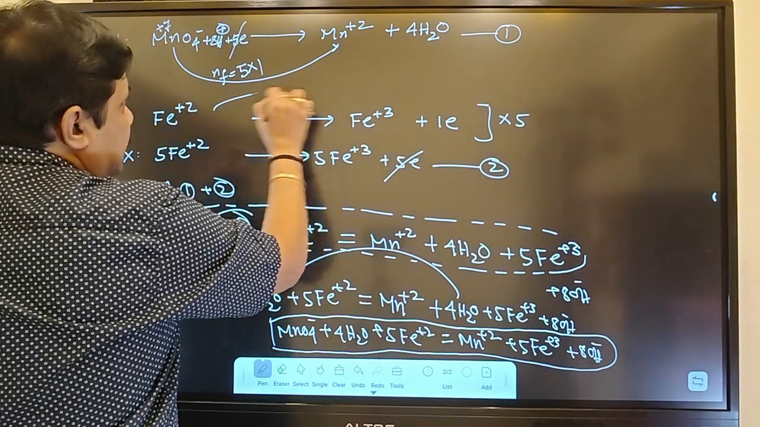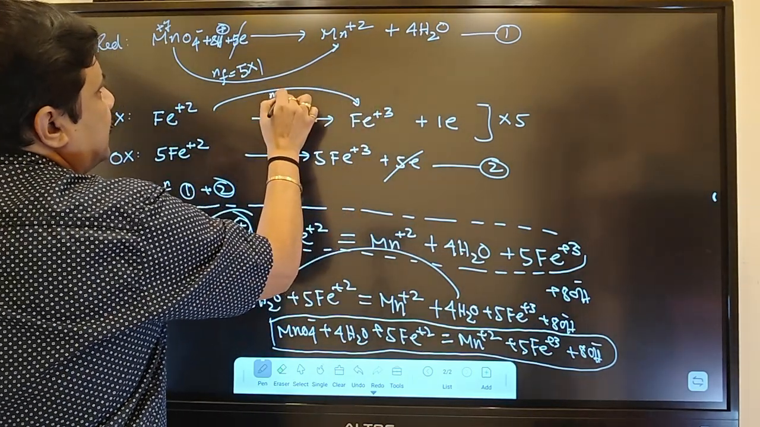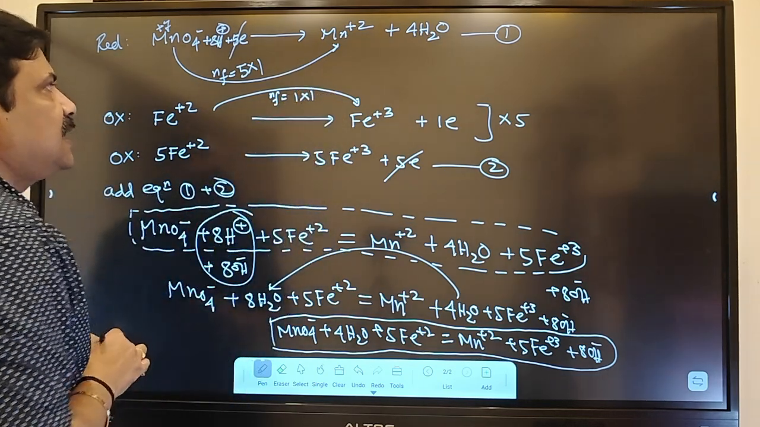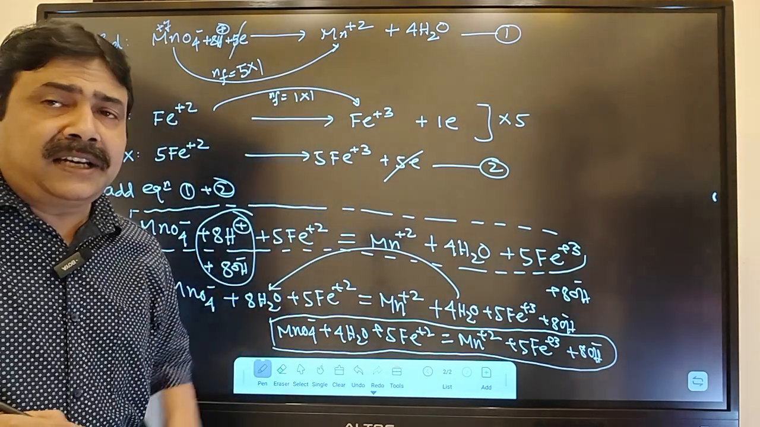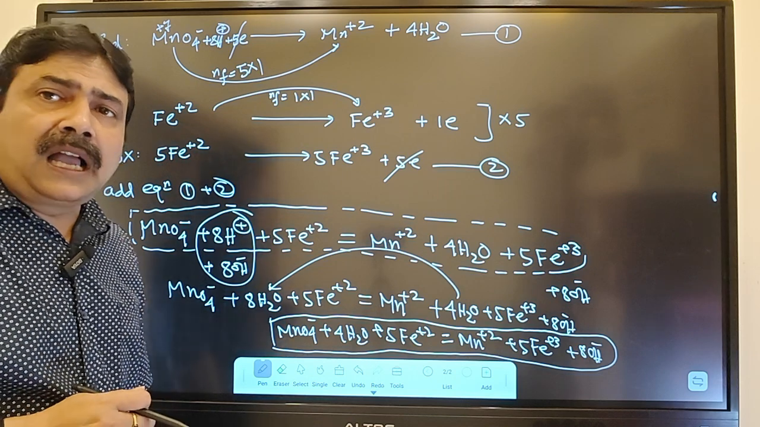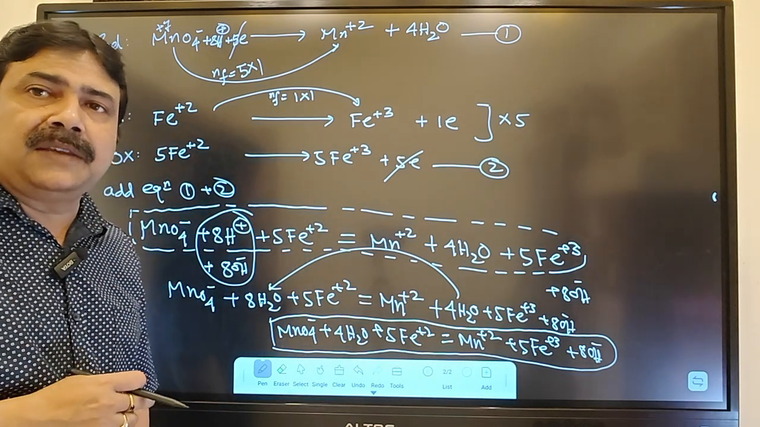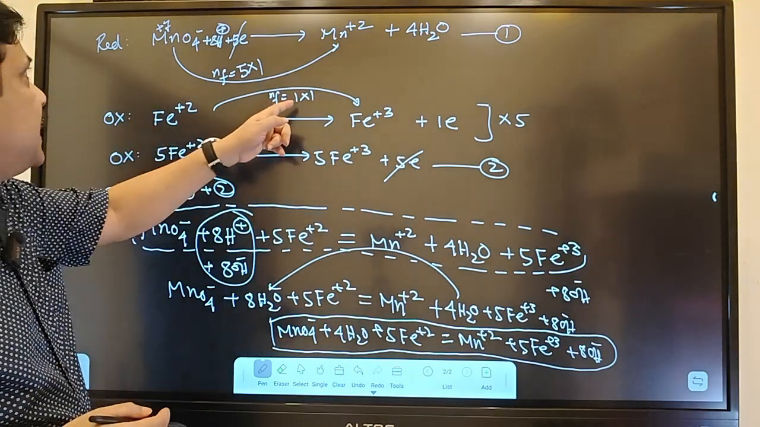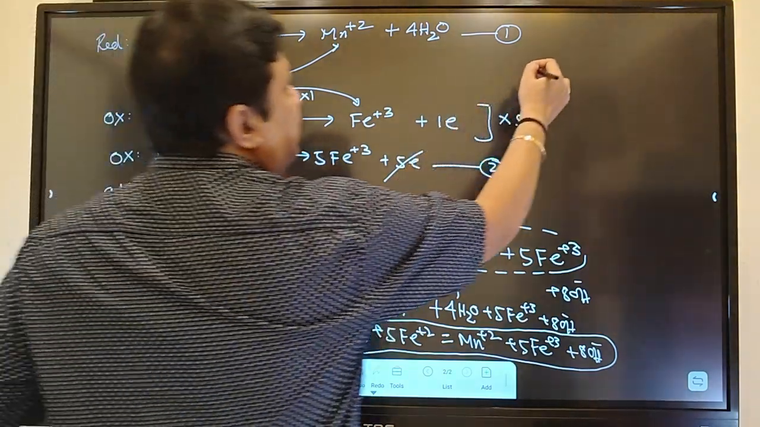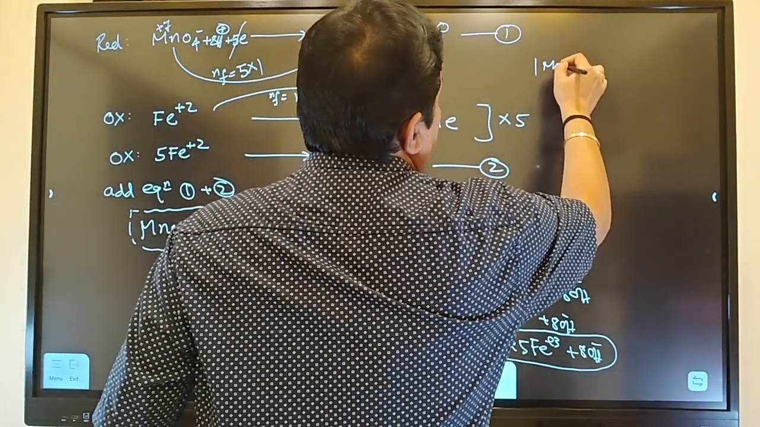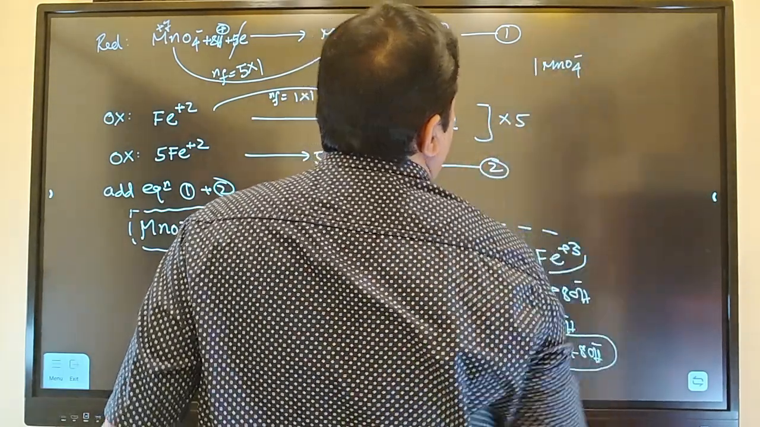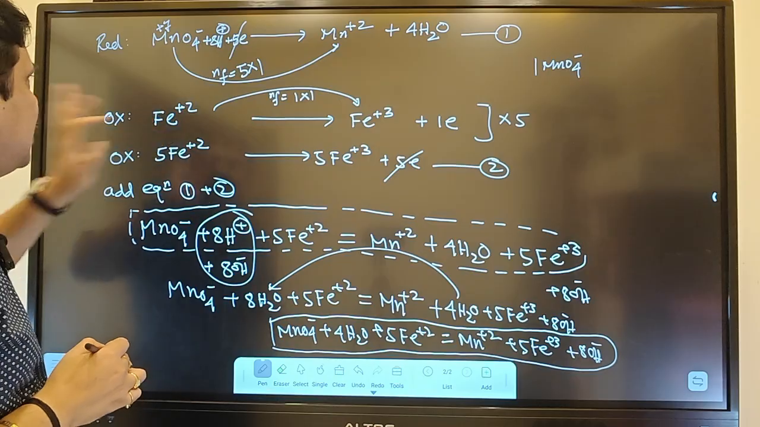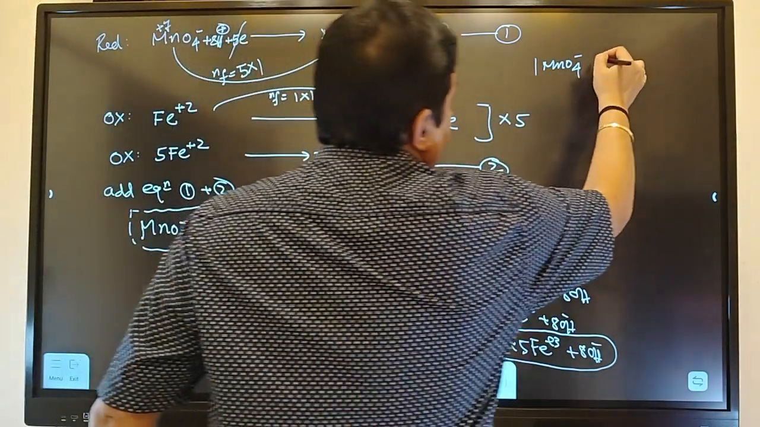Now you calculate the N factor for oxidation: the change in oxidation state, with 1 iron atom associated. That means the reduction reaction N factor is 5 and the oxidation reaction N factor is 5. Now make it crisscross. The N factor of the oxidation reaction you write before the MnO4 minus of the reduction reaction, and the N factor of the reduction reaction you write before the reactant of the oxidation reaction.